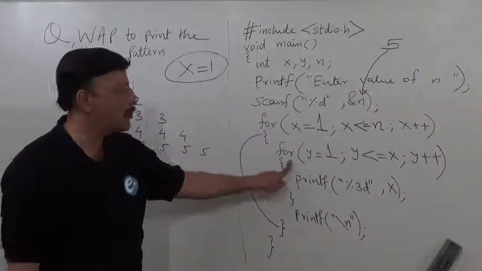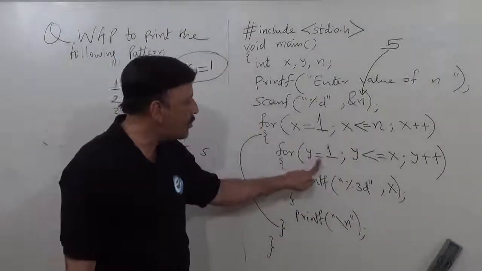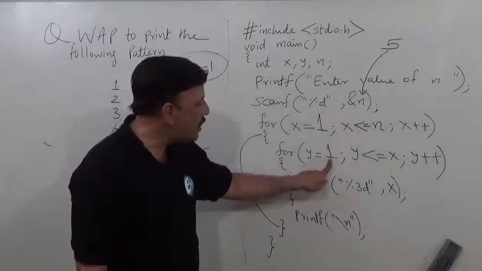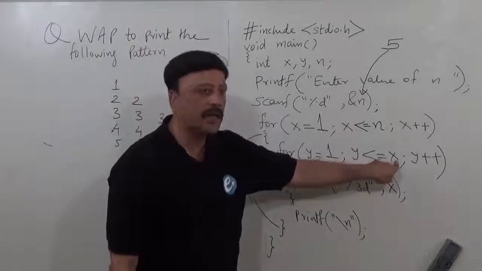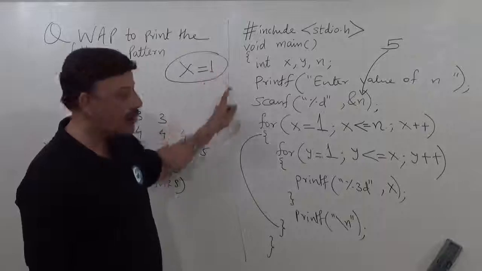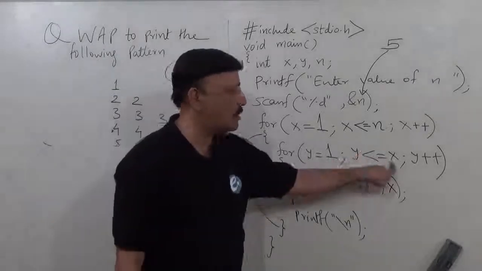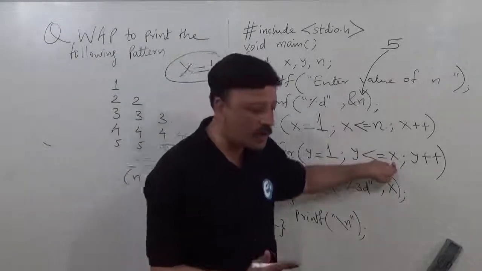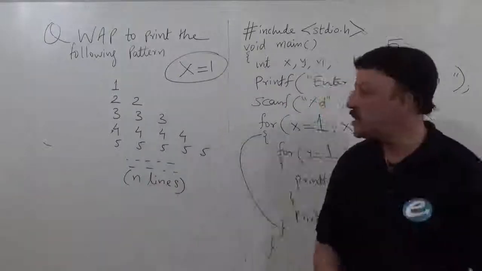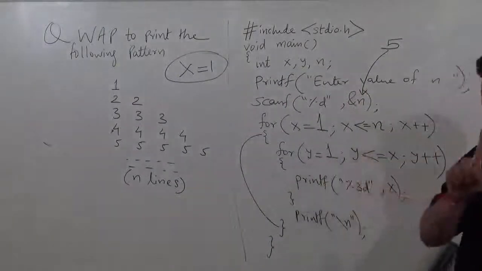There is another for loop written. What will y count from? You see, y will run from 1 to x, isn't it? But x is 1. So y will run from 1 to 1. That means y counts only once, 1 to 1. So this loop is going to run only once.